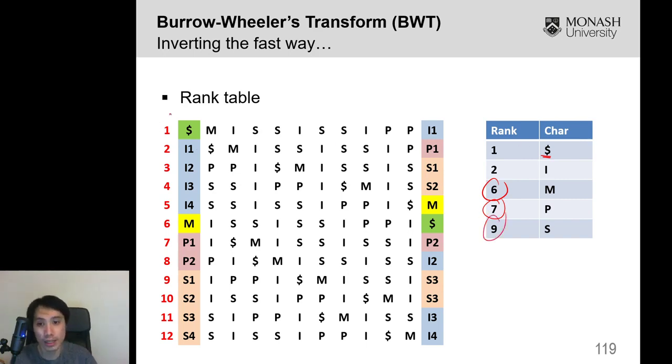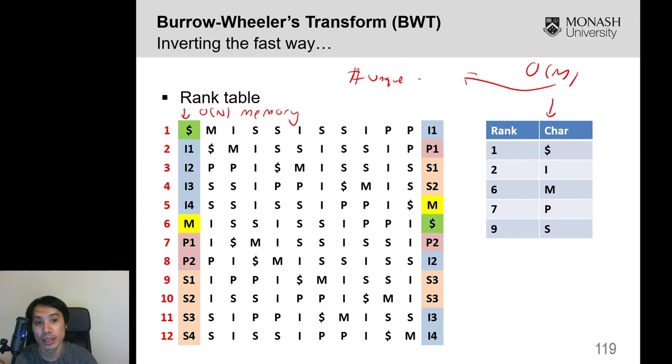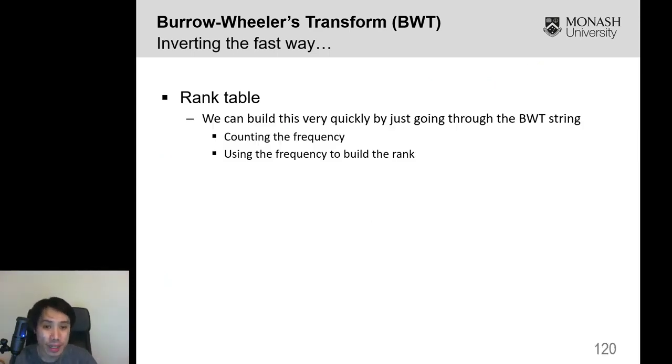So you can see I do not need the first column, because if I had the first column I would need O(n) memory, which is a waste of space. What I have here is only O(m), where m is the number of unique characters. From A to Z, my m can only go up to 27 as the maximum. Perfect.